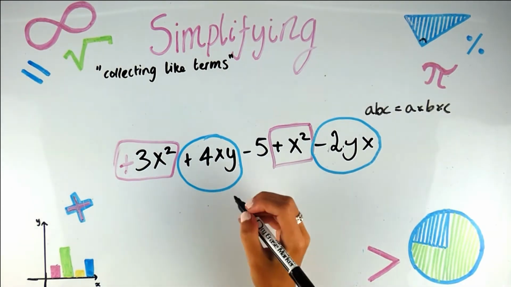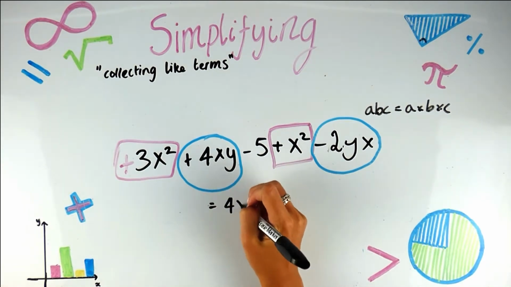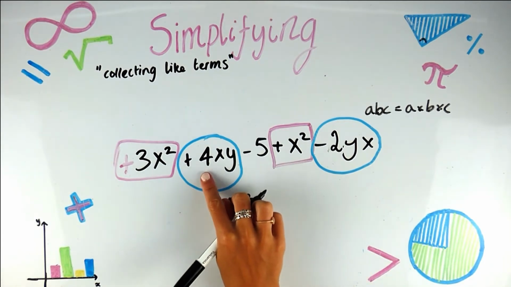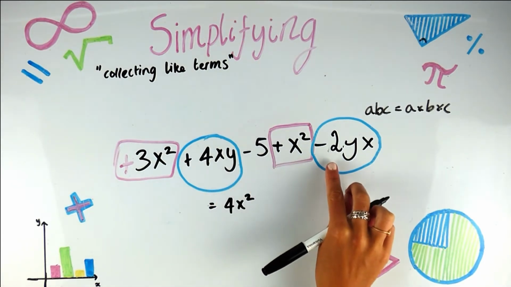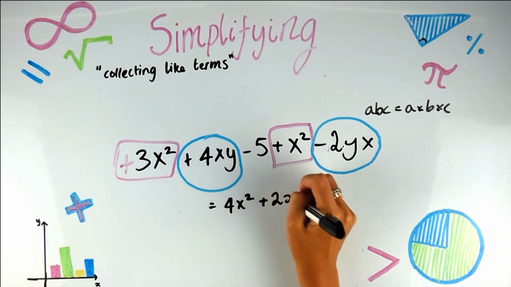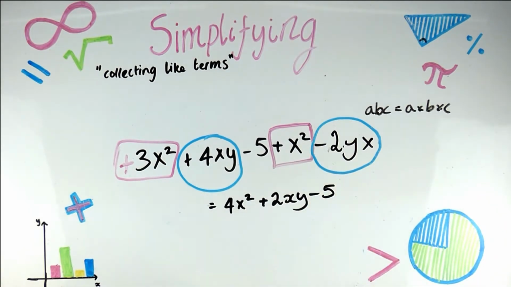These can be simplified. So we've got 3x squared plus an x squared, so we've got 4x squared. Again, think of x squared as something else that doesn't confuse you if you want to. We've got 4xy minus 2xy, which is plus 2xy, and then you've got the 5 by itself, can't do anything to that.